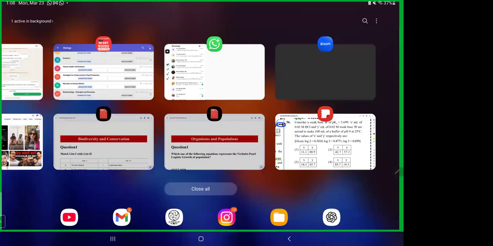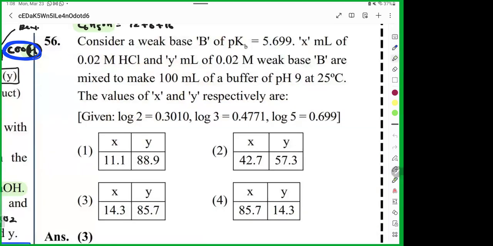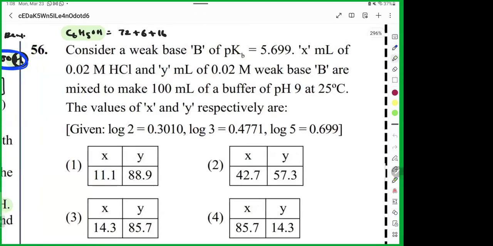Yes, Class sir. B. Okay. Question number 56. Anna, you also did this recently. Weak base.